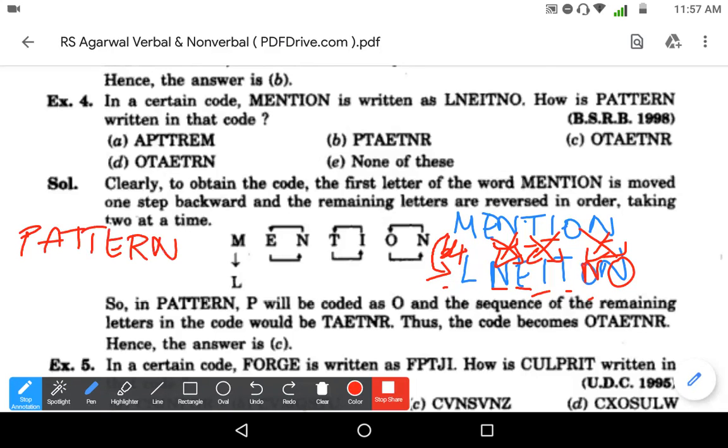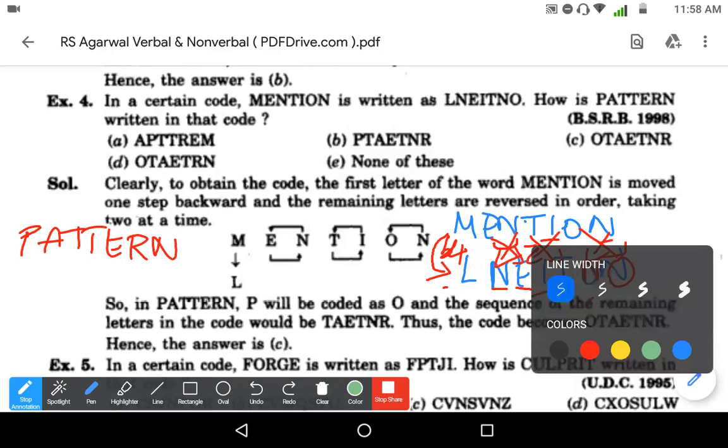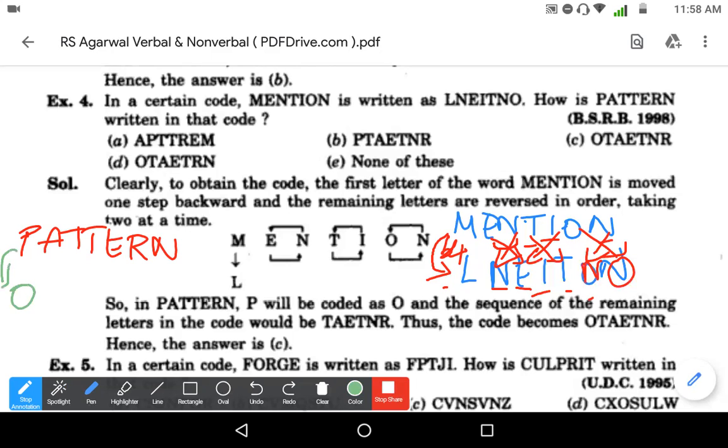PATTERN. For the first one, it should be before, so before P is O. Then we have to just exchange A, T, so T will come and then A will come. Then E, T: first E will come and then T will come. Then this will exchange, so N and R. So OTAETNR is your answer. See, every question has a different rule. We have to find out the rule and then code the other question asked.